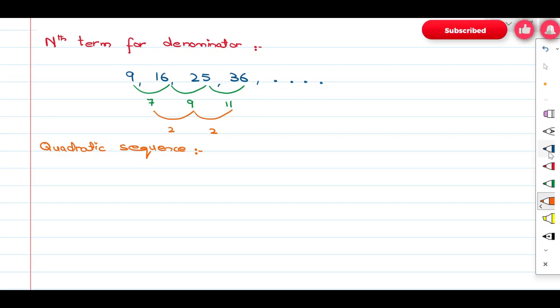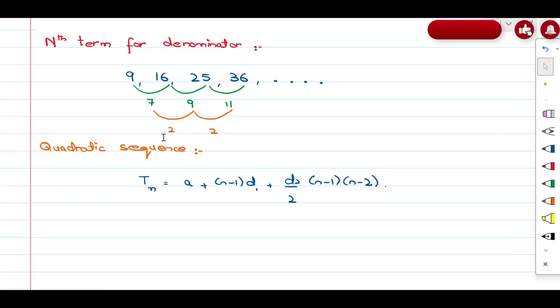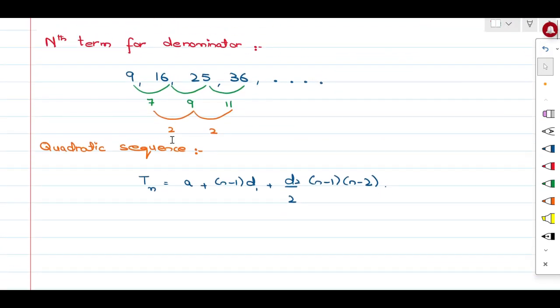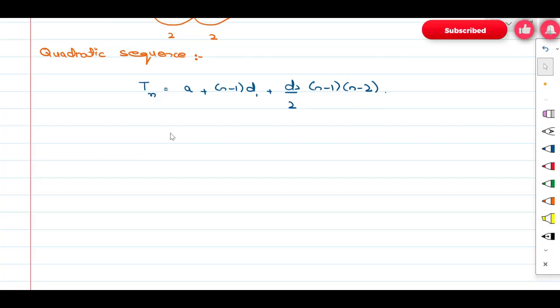So now let me write down the formula for the nth term of the quadratic sequence. Tn is equal to a plus (n minus 1) times d1 plus d2 divided by 2 times (n minus 1)(n minus 2). So this is the nth term formula for the quadratic sequence. Whenever the difference of difference of a sequence is the same, or whenever the second difference is constant, that is a quadratic sequence, right?